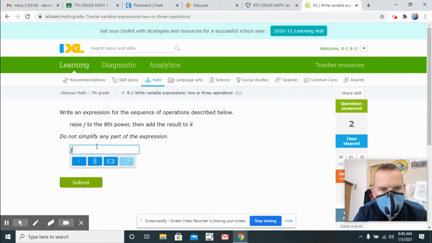It says raise j to the 8th power. So here's j. Notice I hit the little box over here because this is how we want to get to our powers. So then I hit 8. And then add k.